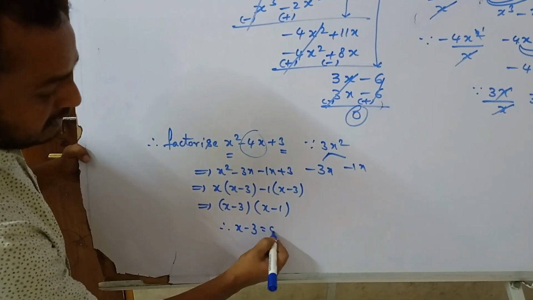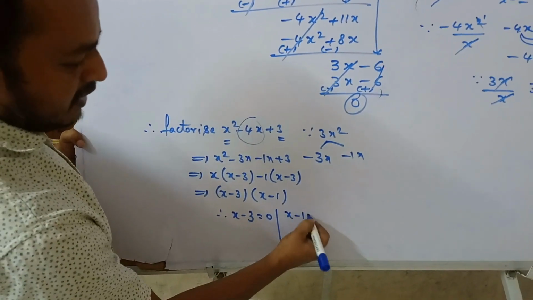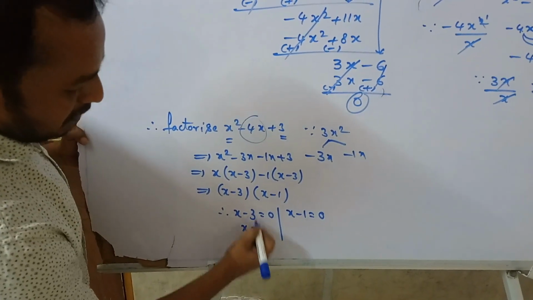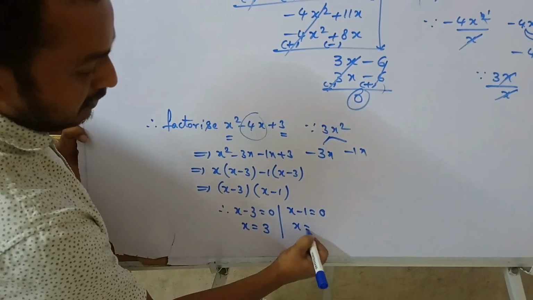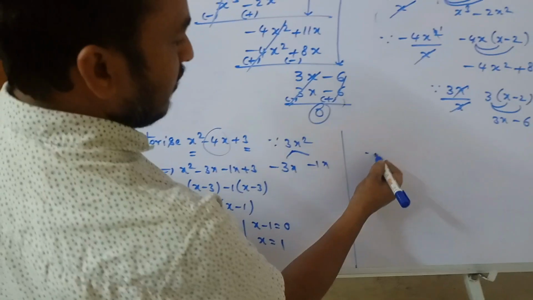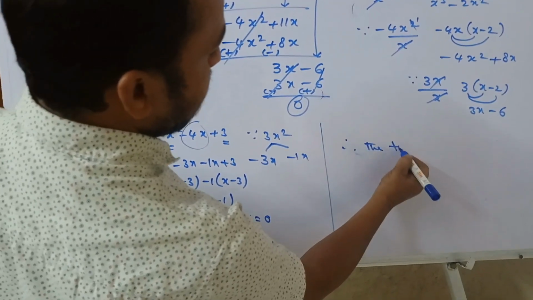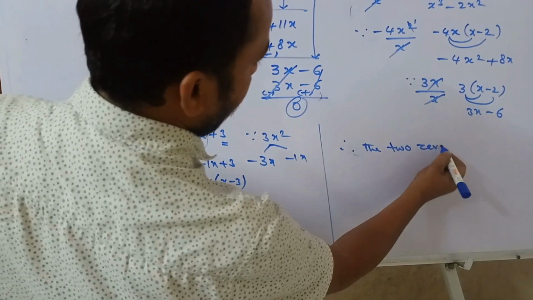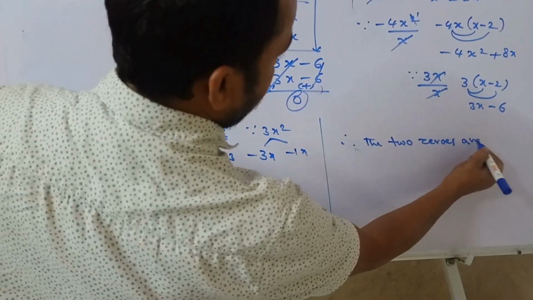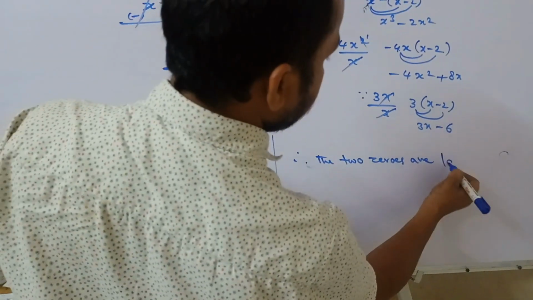Therefore, x minus 3 equals 0. If you want zeros, take equals to 0. x minus 1 equals 0. Minus 3 take this side, plus 3. Minus 1 take this side, plus 1. Therefore, the two zeros are 1 and 3.